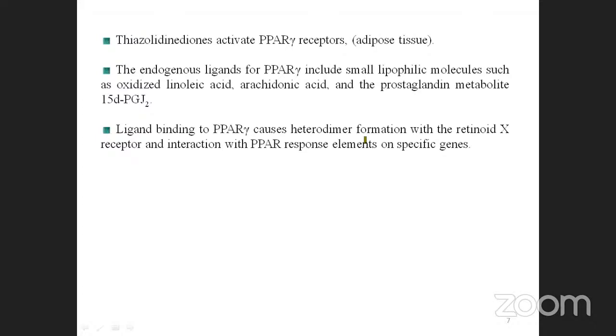Because if the receptor is there, and it is exerting its function and somewhere it is activating, that means inside our body some ligands are synthesized intermittently, binding with the receptor and exerting that particular biological effect. So definitely there must be some endogenous ligands for PPAR gamma, which include small lipophilic molecules such as oxidized linoleic acid and arachidonic acid and prostaglandins, principally PGJ2, 15d-PGJ2, which is again a byproduct of the COX pathway.